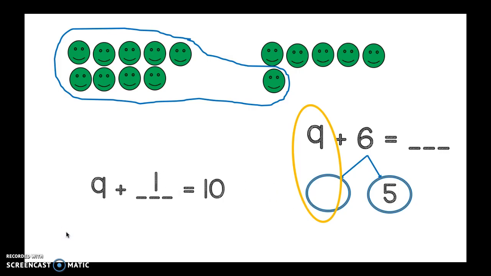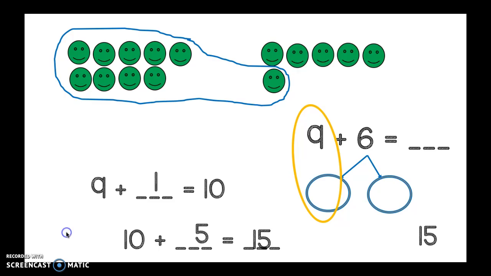There we go. And then now I can say 10 plus, what's my other part? That's right, 5. And you can go ahead and count up from 10. 10, 11, 12, 13, 14, 15. Did you get 15 for your answer? Excellent job. We're going to try it again.